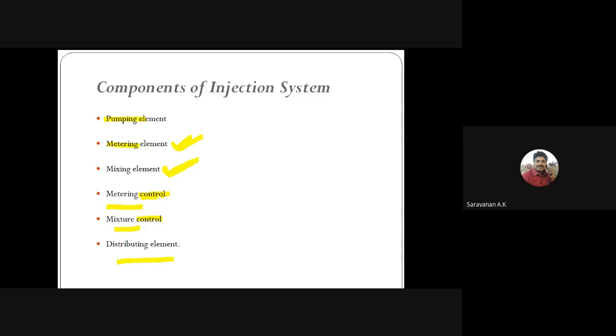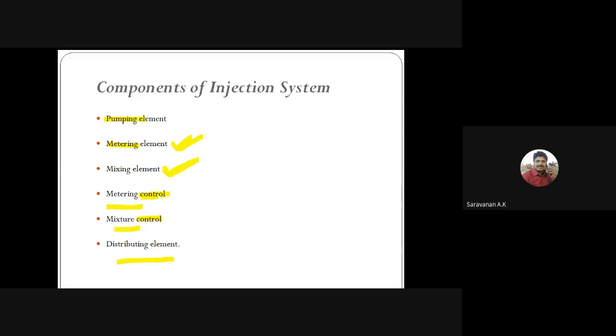Then the third one is the mixing element, which atomizes the mixture of air and fuel. That process is called the atomization process. It atomizes the fuel and the air mixture in the form of a homogeneous mixture. That is the mixing element.